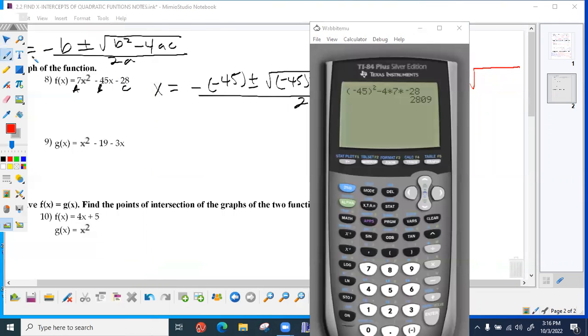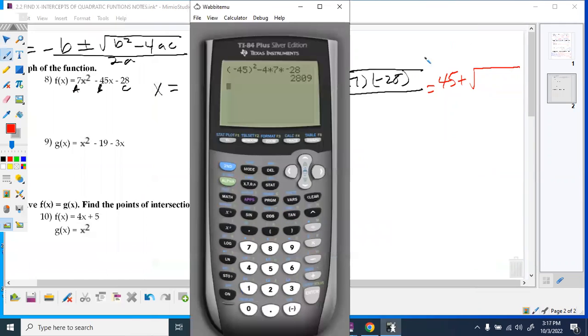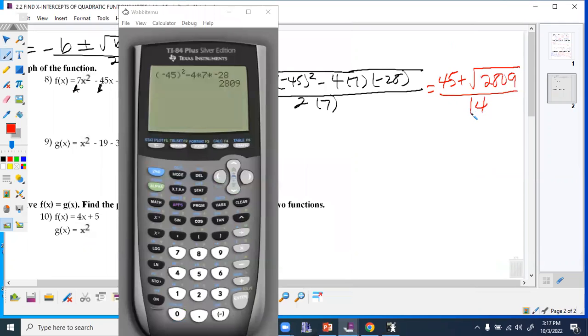Okay. B squared minus 4AC. Okay. All over. And 2 times 7 is 14. Okay. So I need to find the square root of 2,809. And I get 53. So now I'm left with 45 plus or minus 53 all over 14.